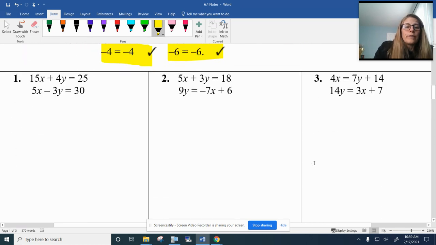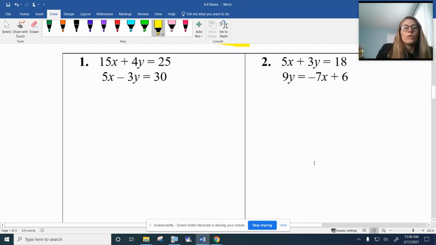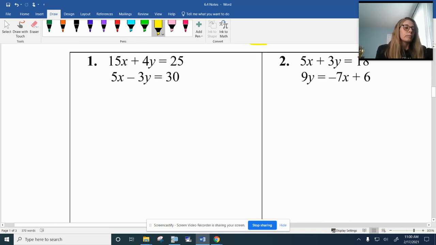All right, so let's do a few of these. So the first problem here, we have 15x plus 4y equals 25. It is in standard form, so that's nice. And the second equation, 5x minus 3y equals 30, is also in standard form. So we've got that going for us.